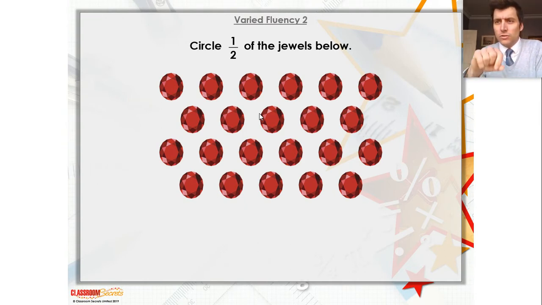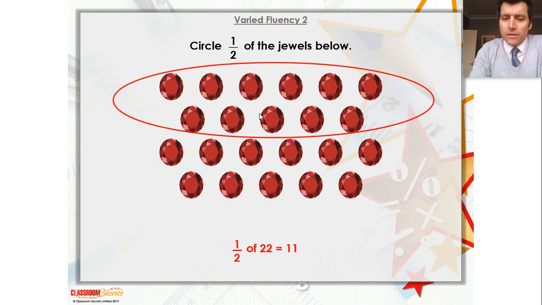22 goes with 2. What's the other factor with 2 to make a product of 22? 2 times, well done, guys. 2 times 11 makes 22. Therefore, half of 22 is 11.